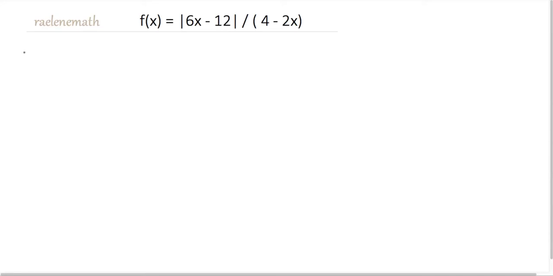In this video, we're going to look at the function f of x defined by the absolute value of 6x minus 12 over 4 minus 2x. And in particular, we're going to look at the value of this limit as x approaches 2 on this function.